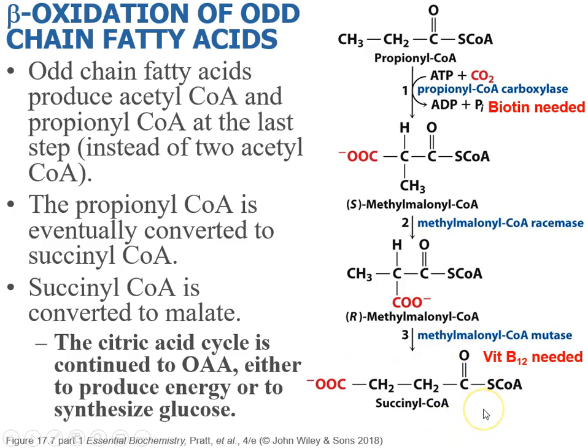So from succinyl-CoA, that can hop into the citric acid cycle. But here, notice that we started with 3 carbons. Remember, 3 carbons is the magic number that we need to make glucose. So there's actually a little piece of this fatty acid that we could use to make glucose, but not anything from acetyl-CoA, because if you have 2 carbons, you can't get to glucose, at least not in mammals.